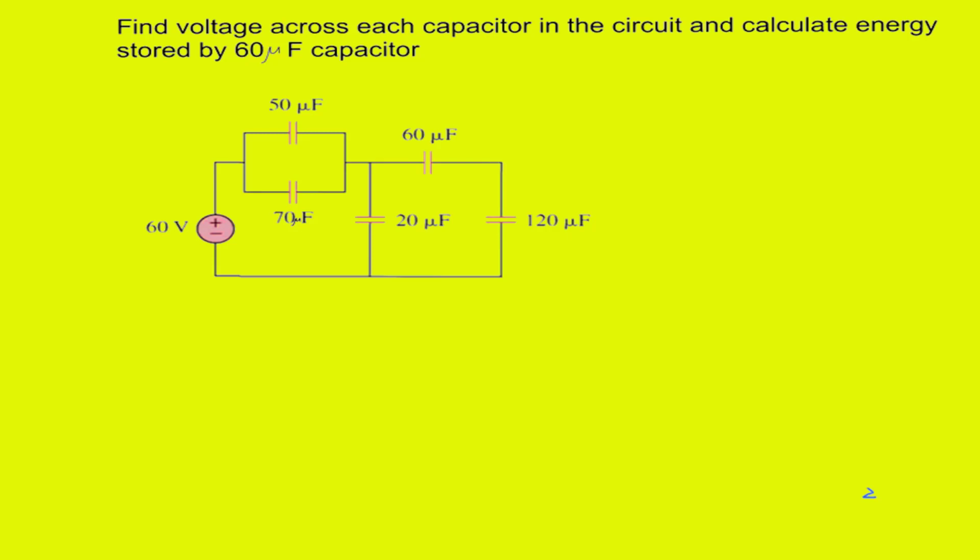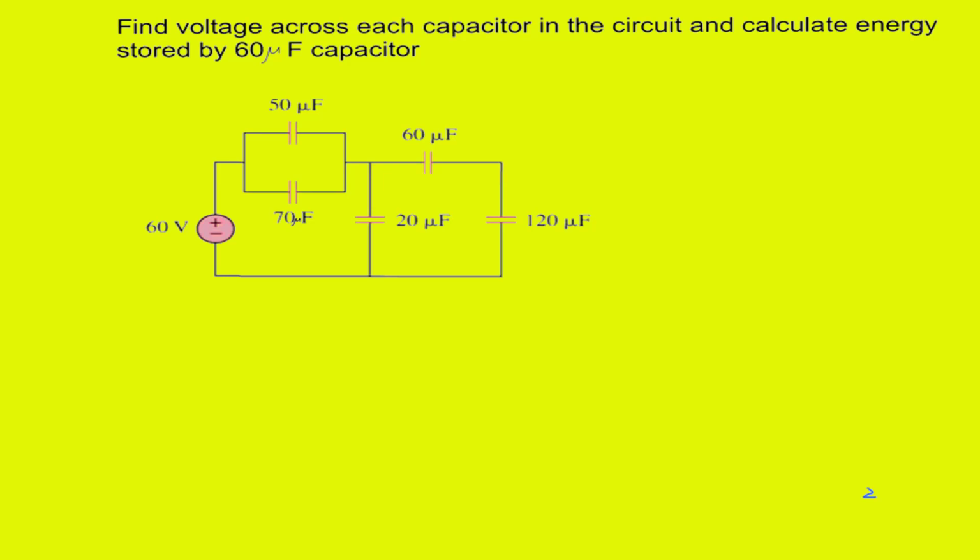So looking into the circuit, we have only one voltage source, 60 volts, and these 60 volts are shared between all these capacitors. Because there is only one power source, we can apply the voltage divider. But for the voltage divider, we should have only two capacitors connected in series. So we need to simplify this circuit to replace it by a circuit with two capacitors connected in series.